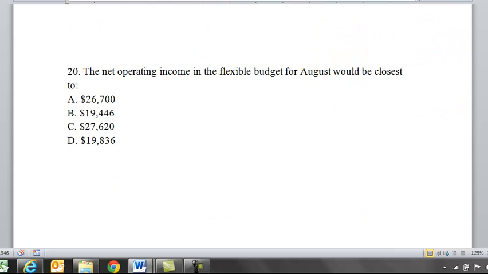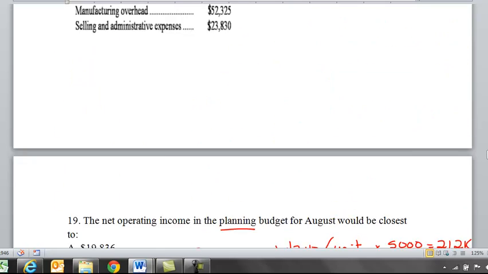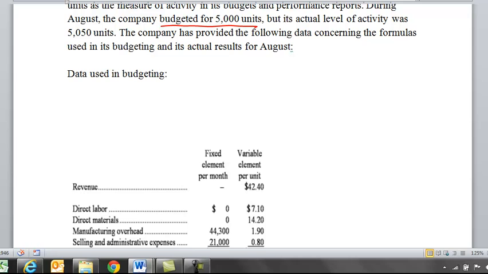Next question says, the net operating income in the flexible budget for August would be closest to. Well, you got to remember the flexible budget is going to match what our actual units should be. And again, going back to the given information, it tells us that the actual level of activity was 5,050 units.